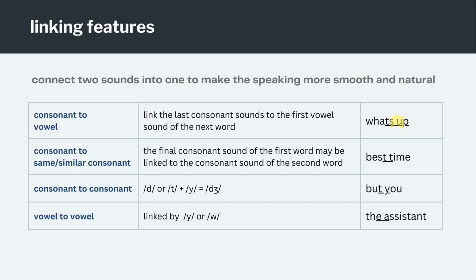When the first word ends with a consonant sound and the next word begins with the same or similar consonant sound, the final consonant sound of the first word may be linked to the consonant sound of the second word. You basically just pronounce it once, usually the sound of the second word. So for example, "best time" becomes "best time."